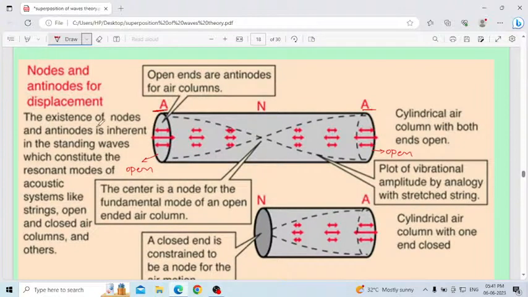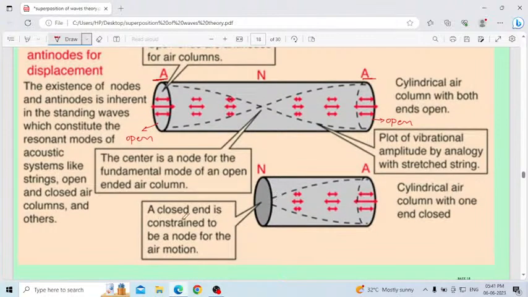Okay, this is the open end air column. Air column means a hollow tube, inside the hollow tube air is present, like a flute. Those of you who know musical instrument flutes, you can observe both the ends are open. Then another one is closed, one end closed, another one open. Here you will get the node at the closed part. At the open part you will get the antinode.